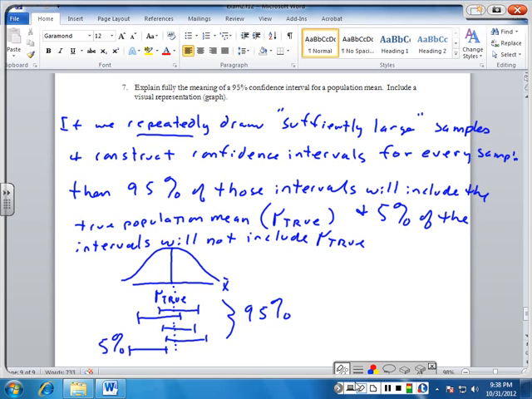Importantly, the 95% isn't about one interval. Each interval either does or does not include the real population mean. Those first four intervals, once constructed, we may not know it, but each has a 100% chance of covering the true population mean. And the one that I have marked by 5%, that specific interval, there's a 0% chance that the real population mean is in that interval. The 95% means if we repeat this process and construct many confidence intervals, then 95% of those intervals will include the true population mean.